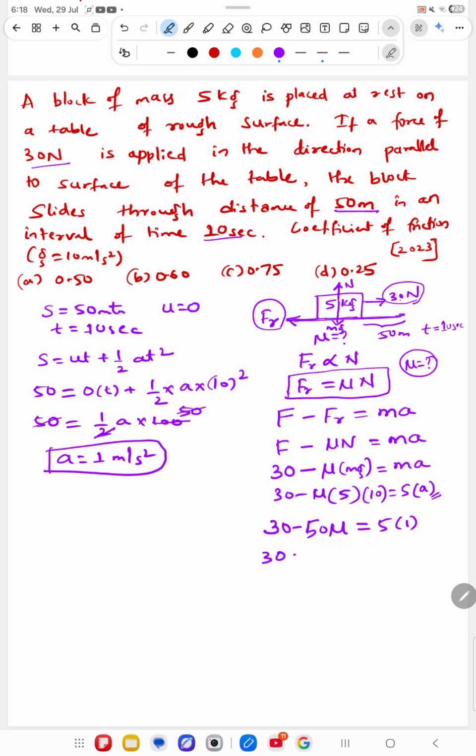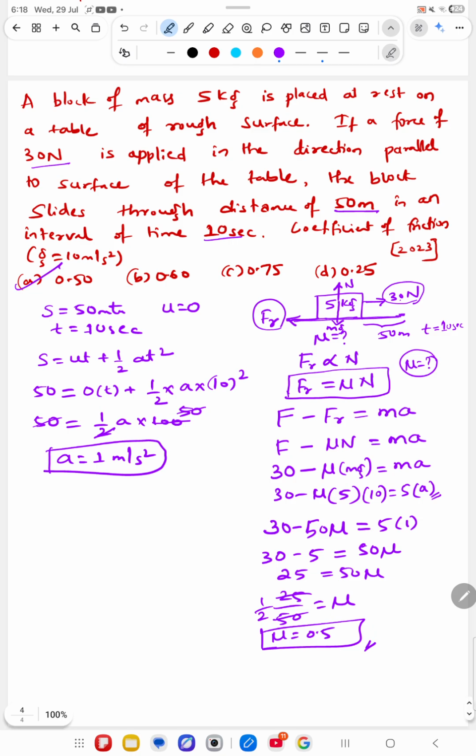Now this 30 and this 5 come to this side, and the 50 mu will come to the other side. So 30 minus 5 is 25, equals 50 mu. So 25 divided by 50 gives mu. 25 ones are 25, twos are 50. So this is 1 by 2, which means mu is equal to 0.5. So the correct option is A. Thank you.